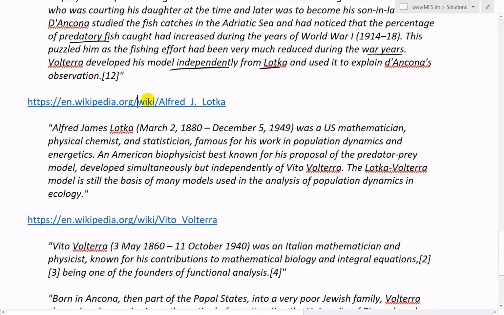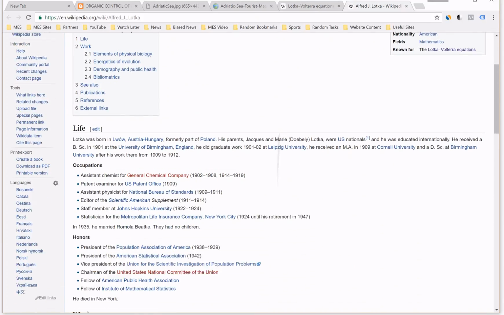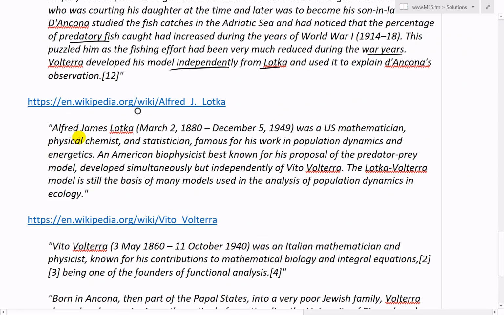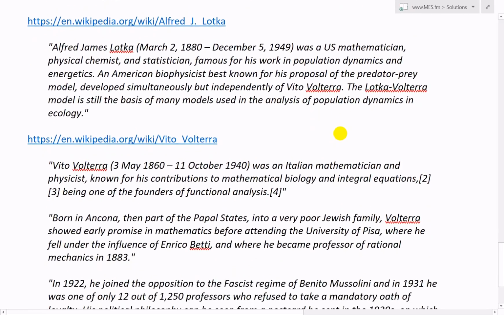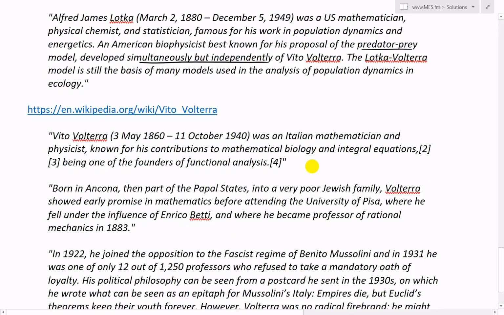If you go to the wiki page of Alfred Lotka, you can learn more about him. So just a brief bio on him: Alfred James Lotka, born March 2nd, 1880, to December 5th, 1949, was a U.S. mathematician, physical chemist, and statistician, famous for his work in population dynamics and energetics. An American biophysicist best known for his proposal of the predator-prey model, developed simultaneously but independently of Vito Volterra. And the Lotka-Volterra model is still the basis of many models used in analysis of population dynamics in ecology.